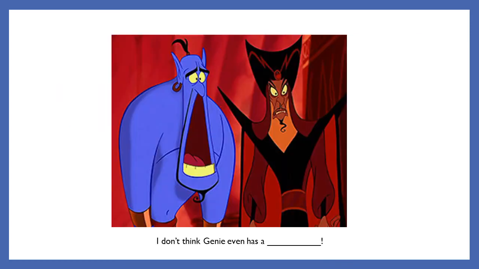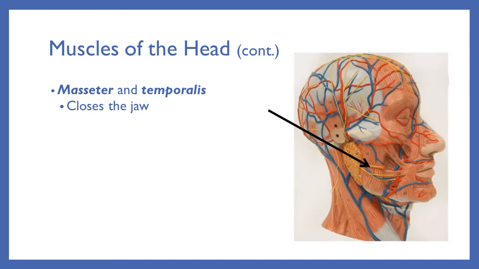Genie, his jaw dropped in this picture. I don't think he even has a masseter and a temporalis muscle. The masseter muscle is the largest muscle in your cheek that closes the jaw. It allows you to chew. It's a very powerful, very large muscle. And in animal species that have even larger ones, it is what gives them that bite strength.